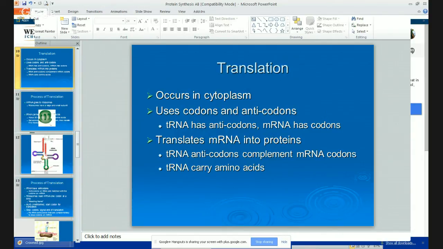So I already said this, but your transfer RNA anticodons complement those messenger RNA codons. The main thing that I also want you to remember with transfer RNA, they are going to carry amino acids. So their anticodon sequence is very specific to the amino acid they pick. For example, the one that I used, which was UAC on the transfer RNA, that will always carry the amino acid methionine, always.